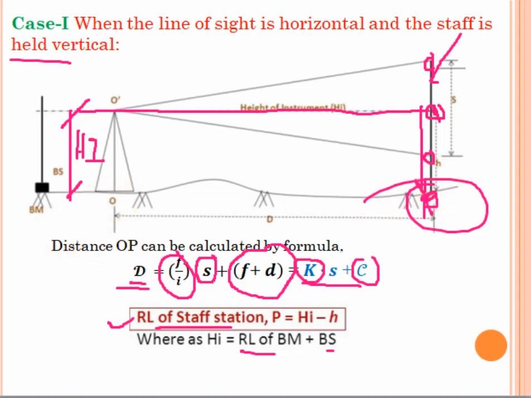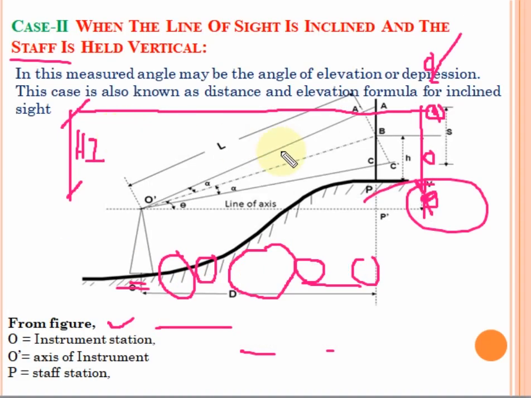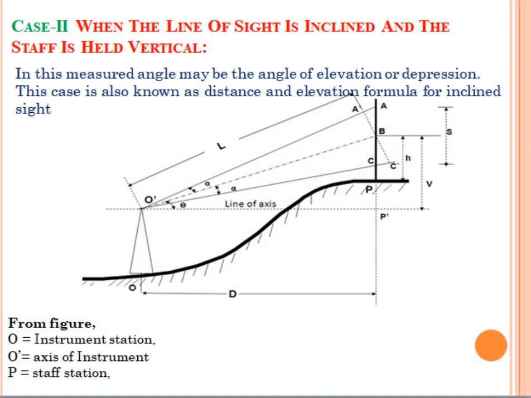Then the second case. In the second case, the line of sight is inclined and the staff is held vertical. This is your staff, and the staff is always kept vertical. This is your line of sight in the inclined position. The angle it makes with the horizontal is called theta. This is a vertical angle, remember, because it is in the vertical plane.